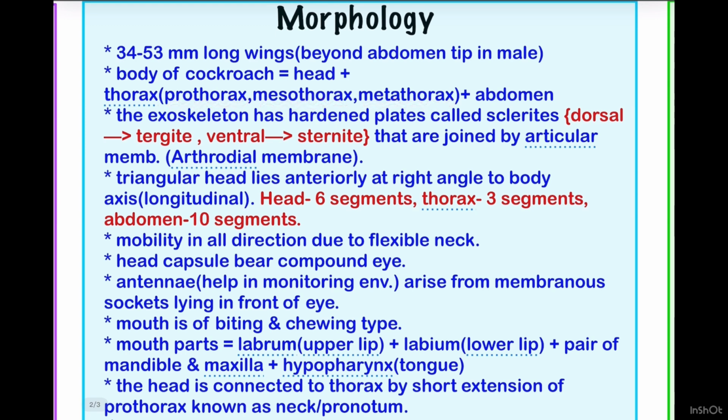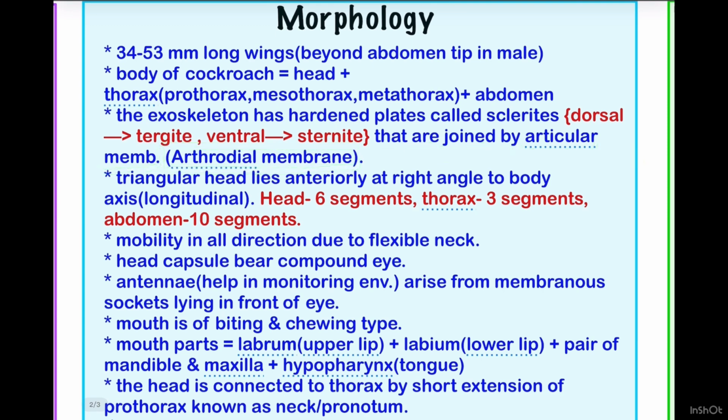The exoskeleton of this cockroach is a chitinous exoskeleton. Those hardened plates are called sclerites. The dorsal side you consider as tergite. The ventral side you consider as sternite. And they are joined with an articular membrane, which can also be called arthrodial membrane, which is a thin flexible membrane.